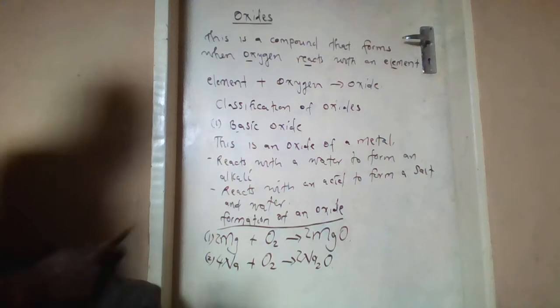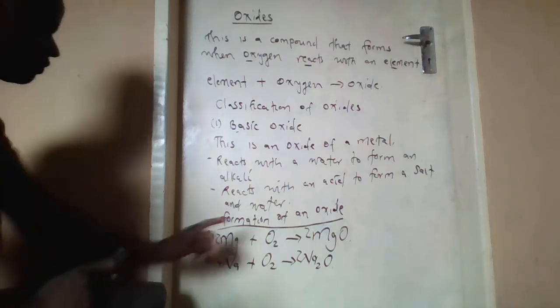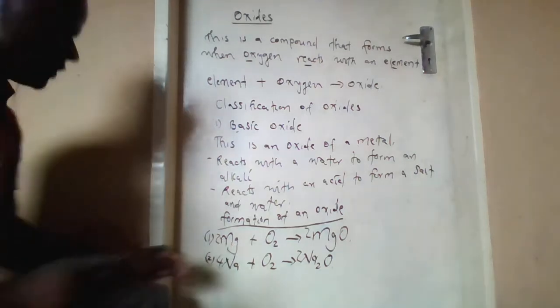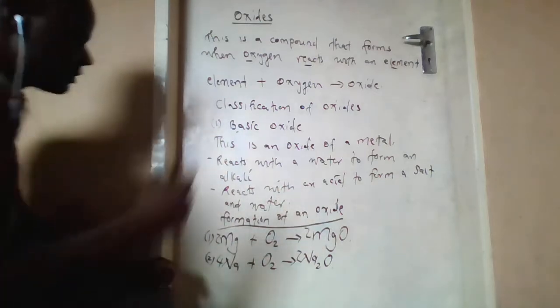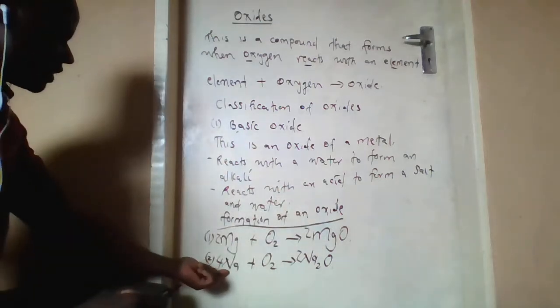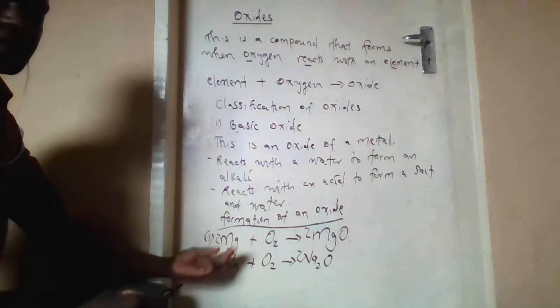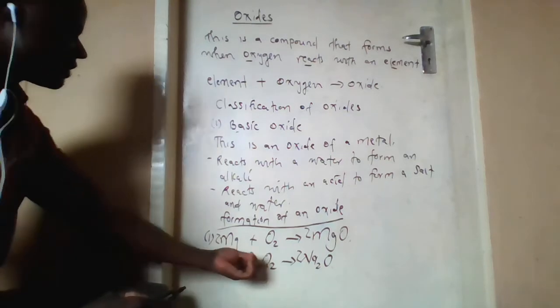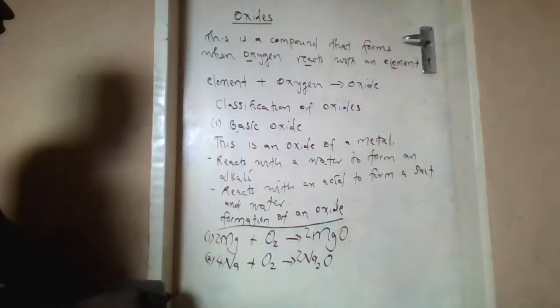Other ones that we can look at: in group 2, you can talk about calcium plus oxygen to form calcium oxide. You can talk about group 1, you can talk about potassium plus oxygen to form potassium oxide.